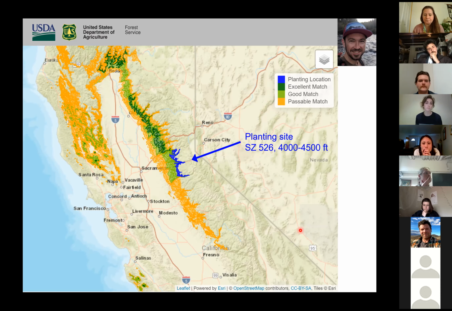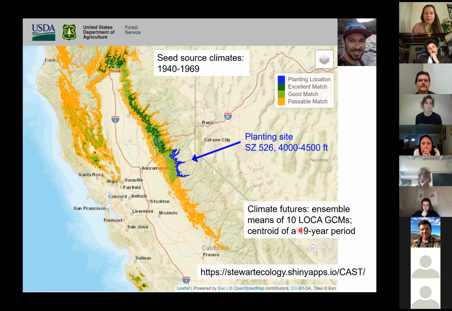It's bounded, I think you can select how many degrees of longitude you want to bound it with. So it's using the climate for the seed sources from 1940 to 1969. And those are not going to change because those seed sources, the trees are there, the seeds are collected, and it doesn't really matter that those places are getting warmer. That's where the seeds are.